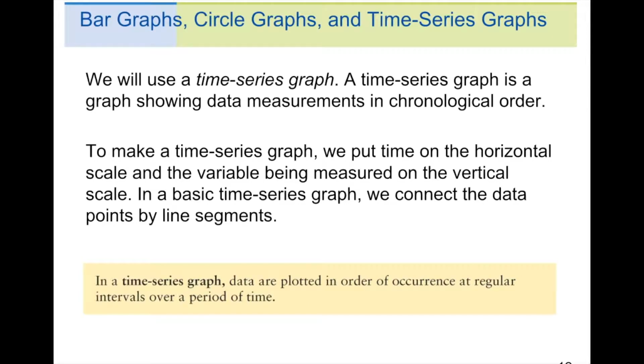Another kind is a time series graph. It's a graph to show data measurements in chronological order. To make a time series graph, we put time on the horizontal scale and the variable being measured on the vertical scale. In a basic time series graph, we connect the data points by line segments. In a time series graph, data are plotted in order of occurrence at regular intervals over a period of time.